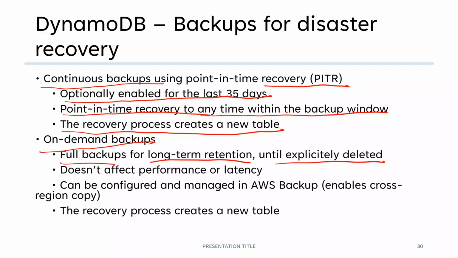What are the use cases? You can use on-demand backups for critical save points. It means that there was a massive change in your application data. You can create an on-demand backup for that change, and you can keep it. For example, if there is a failure, you can at least roll back to that critical change, right? That is about on-demand backups. A recovery process creates a new table. That's the same for both of these conditions.